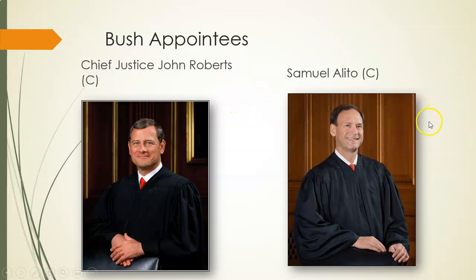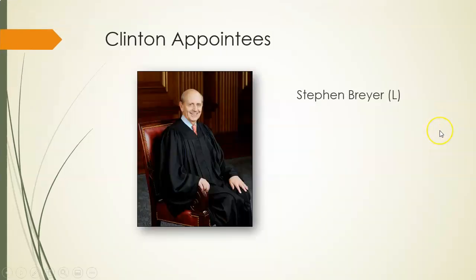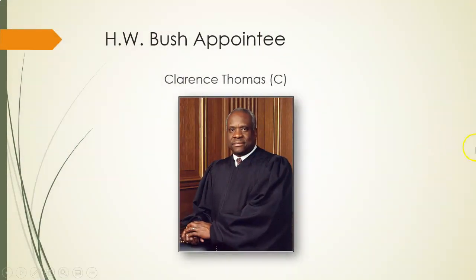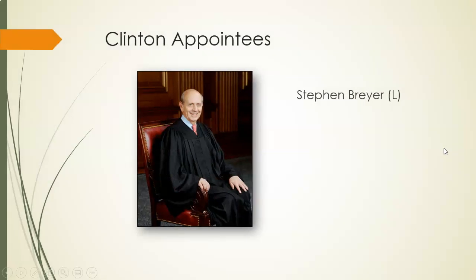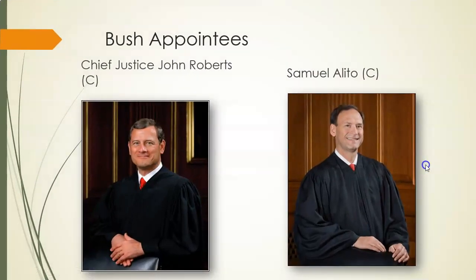Samuel Alito is a straight up conservative, like Clarence Thomas. He's a straight up conservative who usually sticks with their viewpoint. Breyer's the same way. He sticks with his activist viewpoint.